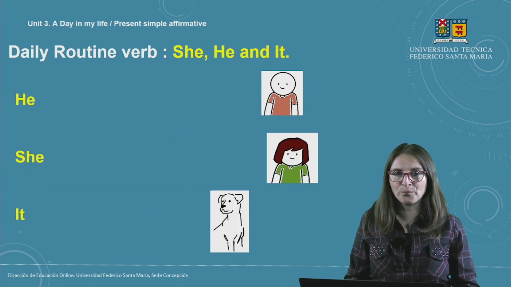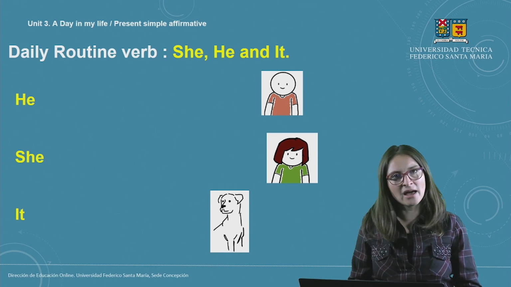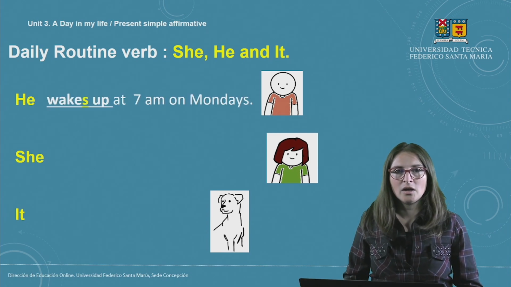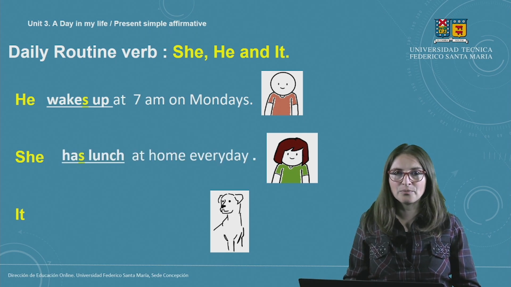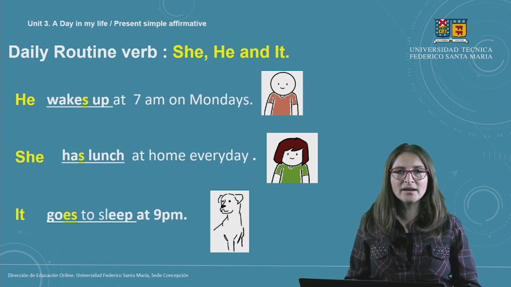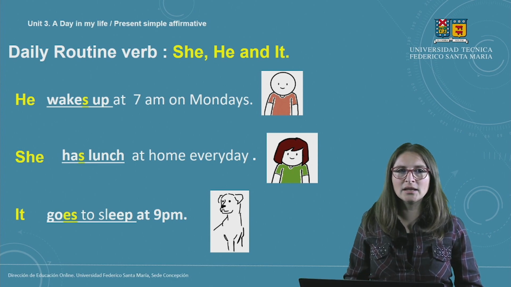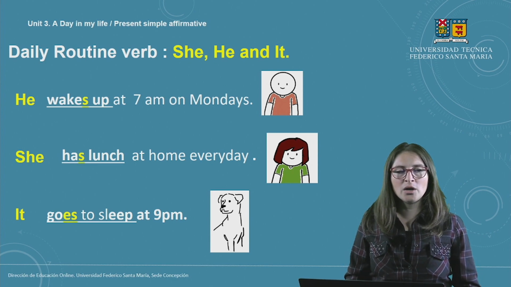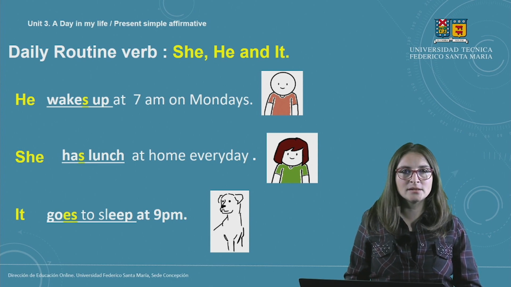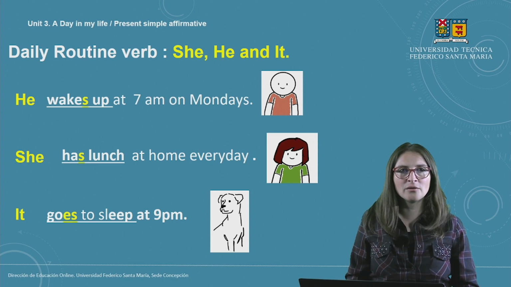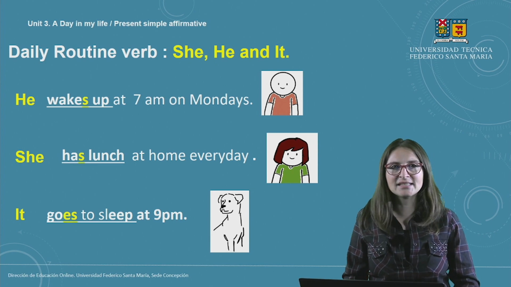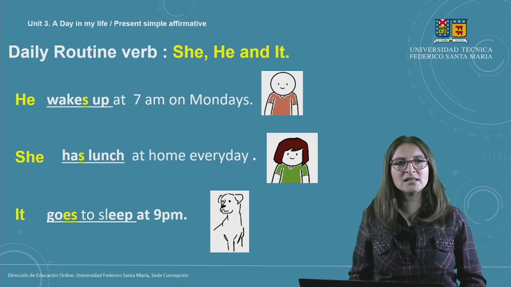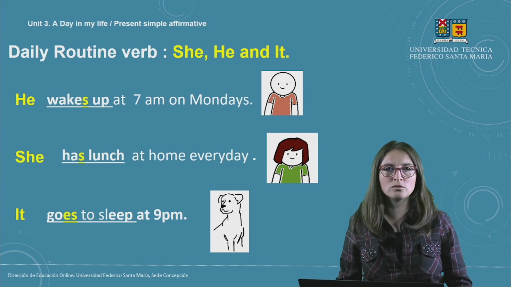with I, they, we, and you. Now, what happens if we have a sentence with she, he, or it? In the first case, we have he wakes up at 7 a.m. on Mondays. Then, she has lunch at home every day. And finally, it goes to sleep at 9 p.m. If we check the verbs in these sentences, the first one says, he wakes up. The second says, she has lunch. And the last one says, it goes to sleep.